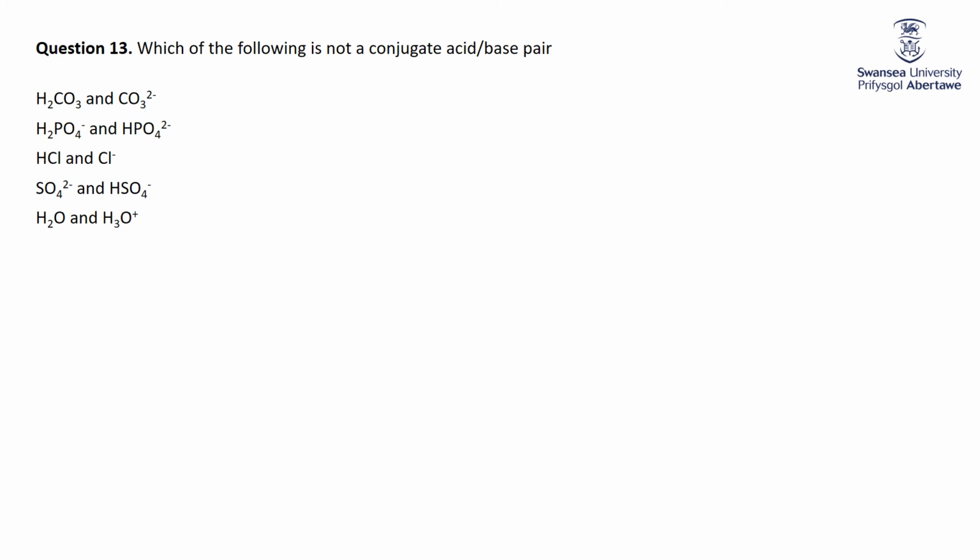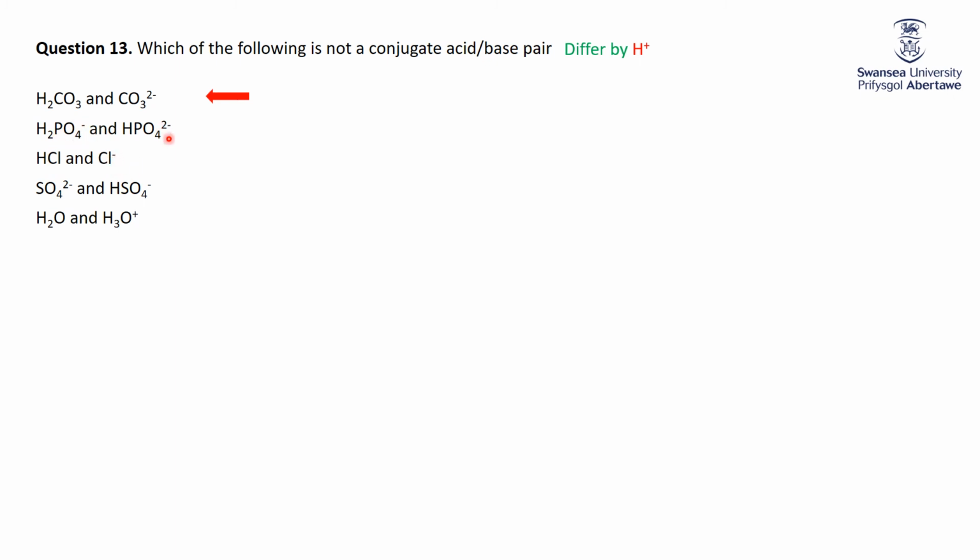Now, big thing that came in with Larry Bronsted, was the idea of conjugates. Which of the following is not a conjugate acid-base pair? Well, conjugate pairs differ by H+. The acid has it, and the base does not. So as we go through here, H2O, H3O+, that's the base, that's the acid, because the H3O+ has that extra H+. SO4 2-, HSO4-. This one has the H+, so it's the acid, SO4 2- doesn't, so it's the base. HCl, Cl-, HCl has the H+, so the acid, Cl- doesn't, so it's the base.